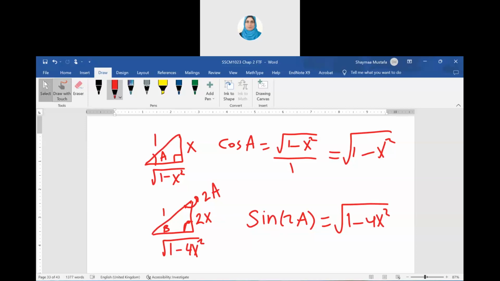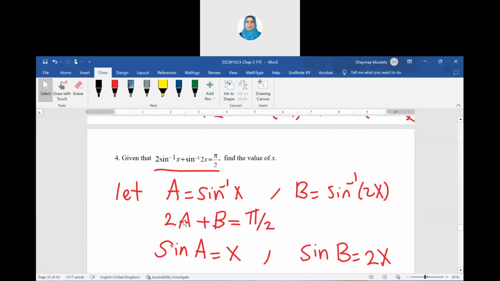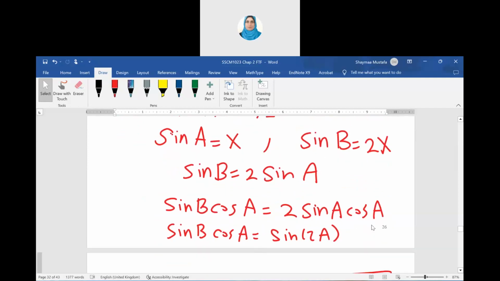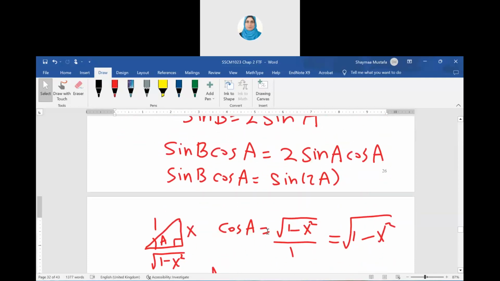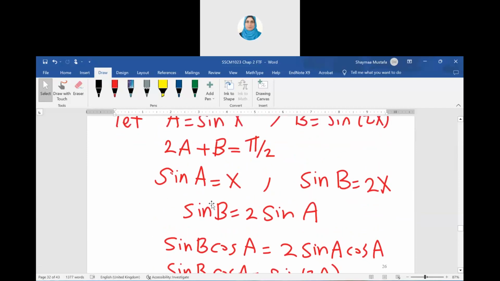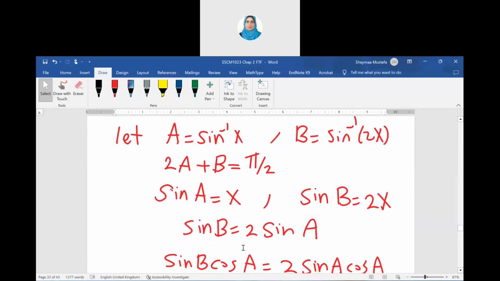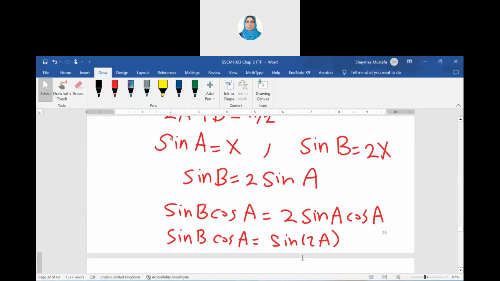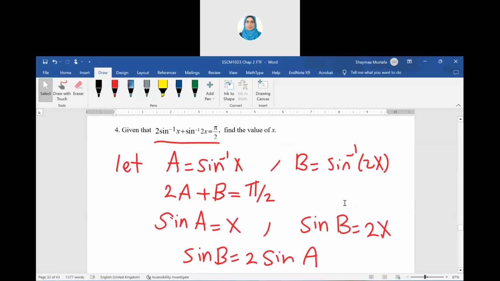Because I need to benefit from this relation given to me, that 2A plus B is equal to pi over 2. If you go back here, 2 sine A cos A will not get you anything, because you will cancel cos A with cos A again, and then you will get back until sine B is equal to sine A. So x equal to x, then you will not get any value for x. So I will not go back to calculate sine 2A from 2 sine A cos A. No, I will use this relation.